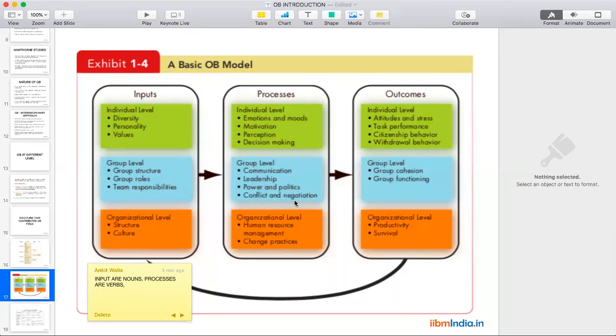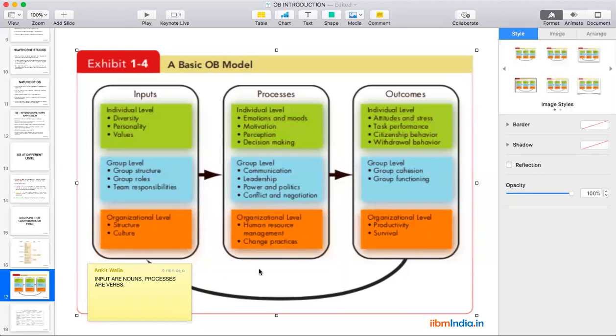And the organization level is basically the integrated analysis when it comes to the productivity of the company and its survival in tough situations or at the downturn of the company, how companies are surviving or behaving in a particular situation. So that is part of your outcomes. I hope it is clear, everyone, this OB model.